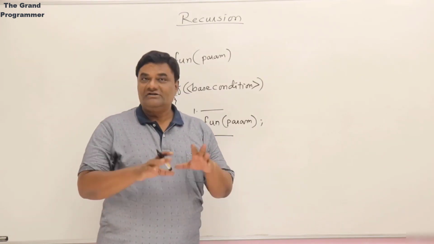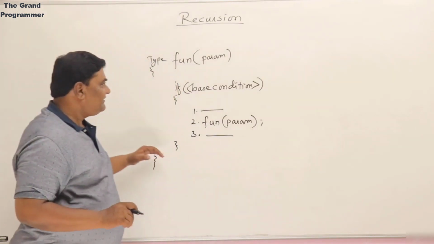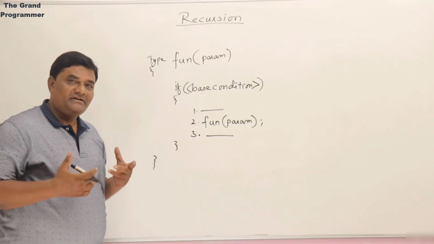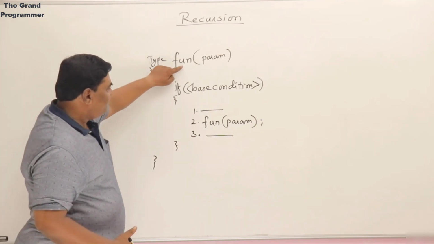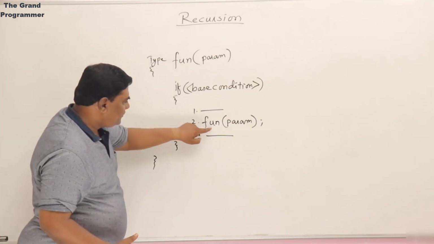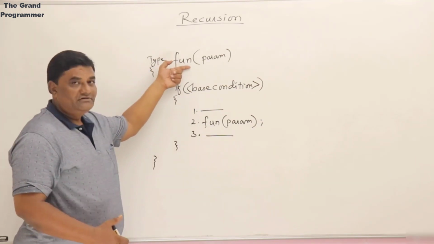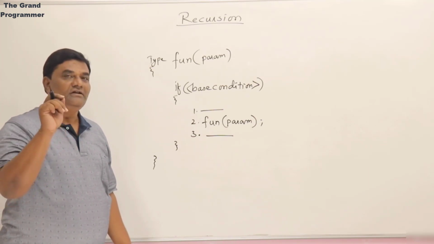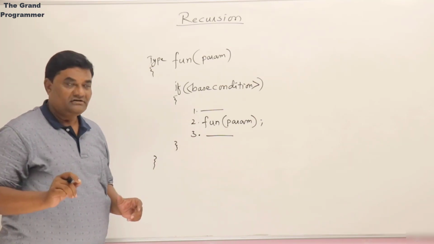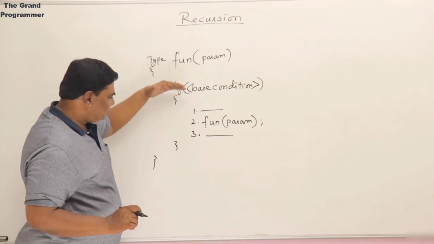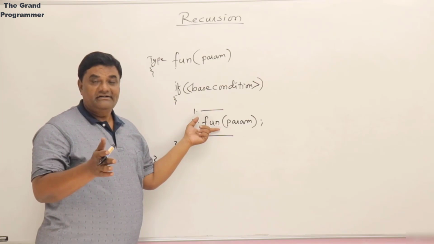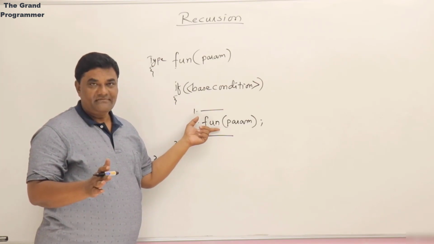Let us look at the general form of recursion. Here I have an example. This is a recursive function. So what does it mean by a recursive function? A function is calling itself. If a function is calling itself, then it is called a recursive function. Inside that function, if you see, it is calling itself again. So this is a recursive function.